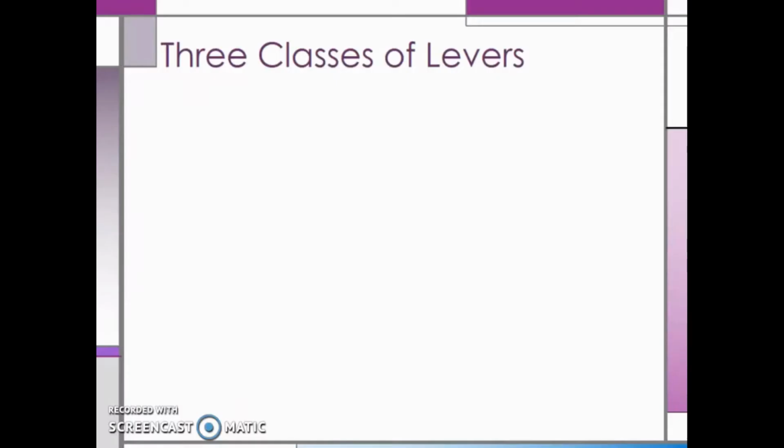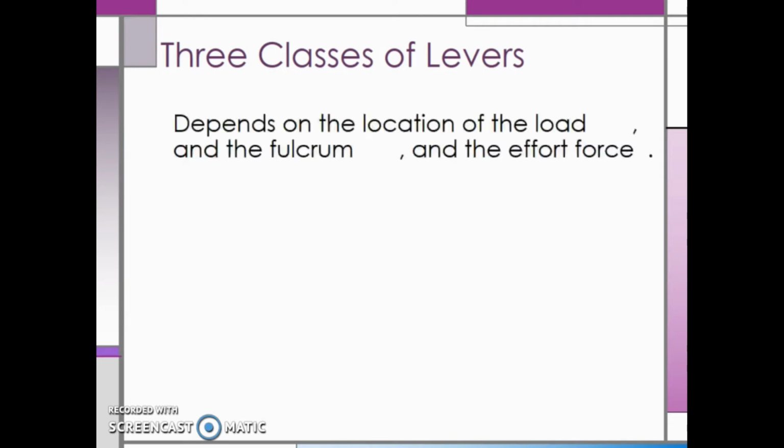In the previous video, we solved some problems relating to load, effort, and mechanical advantage of a lever. Now we are going to look at the three different types or classes of levers. Each class has a different advantage and sacrifice. Each of these classes of levers depends on the location of the load, fulcrum, and effort force.